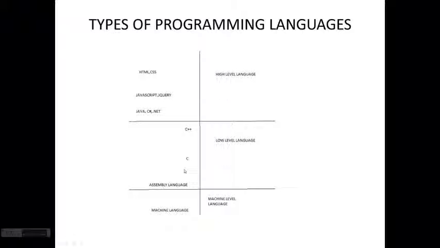Then came the assembly language. It was a little human readable. It was a low level language. These languages are platform dependent, like they depend on the PC you're programming, they depend on the machine. So the code that is made for one machine or one type of platform will not run on another machine in case of low level languages.